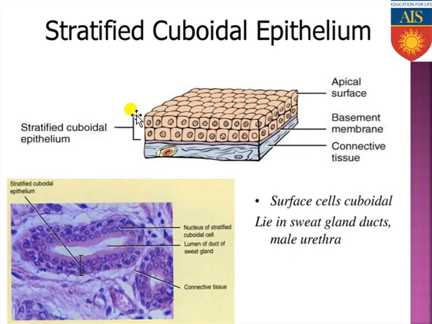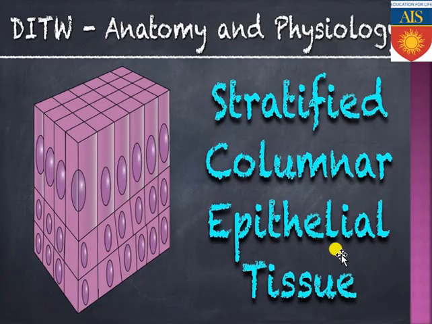Stratified cuboidal epithelium, you can see the figure, these are the cuboidal shaped cells which are present in multiple layers, and obviously the lower layer is taking rest on the basement membrane, and the overall surface cells are obviously cuboidal shaped, and they are lying in the sweat gland ducts, male urethra, in these specific locations.